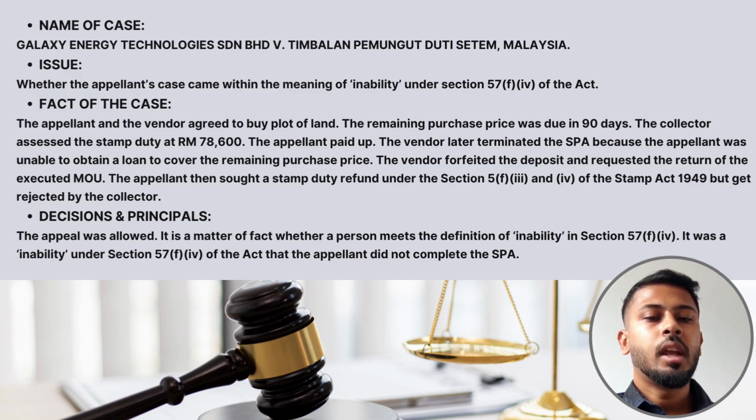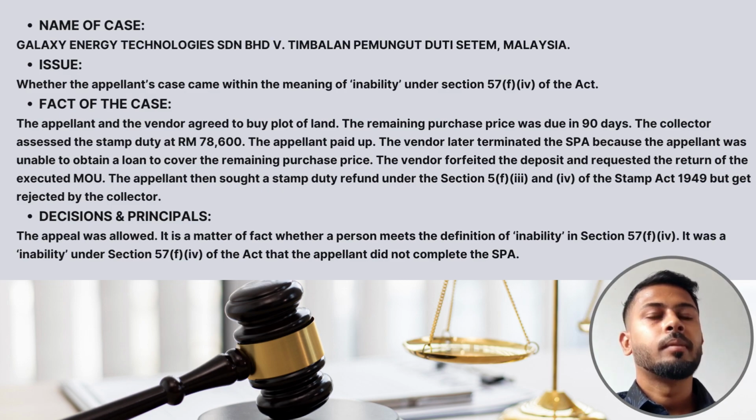However, the decision and the principle of this case is that the appeal was allowed. It is a matter of fact whether a person meets the definition of inability in Section 57, subsection (f), Roman 4. It was an inability under Section 57, subsection (f), Roman 4 of the Act that the appellant did not complete the SPA.